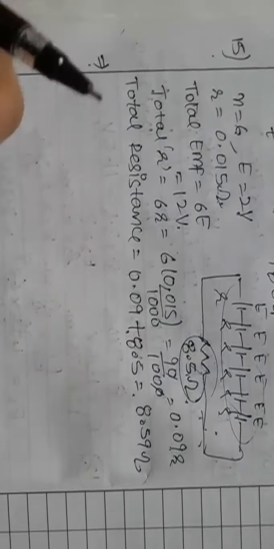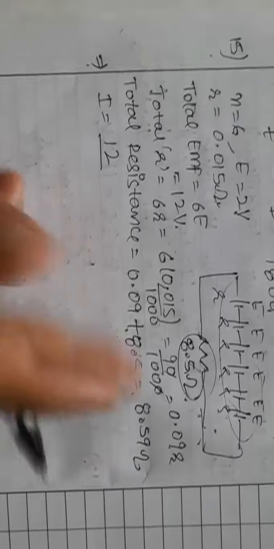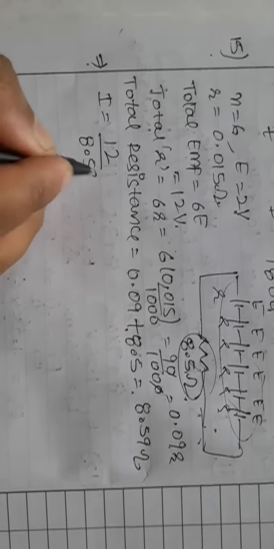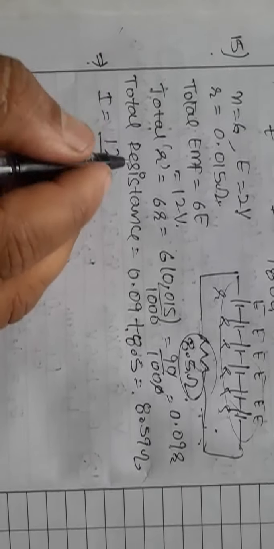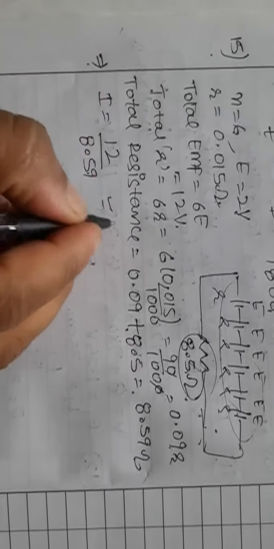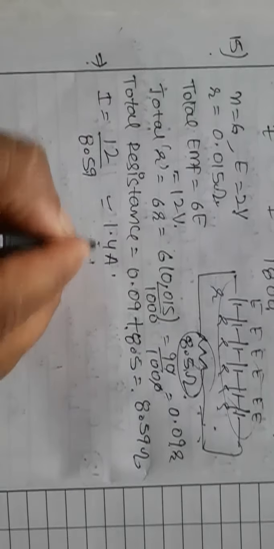अब क्वेश्चन क्या है? कैलकुलेट द करंट. करंट इज टोटल EMF 12 डिवाइडेड बाय टोटल रेजिस्टेंस 8.59. After substituting the value, approximate answer comes out to be 1.4 ampere.